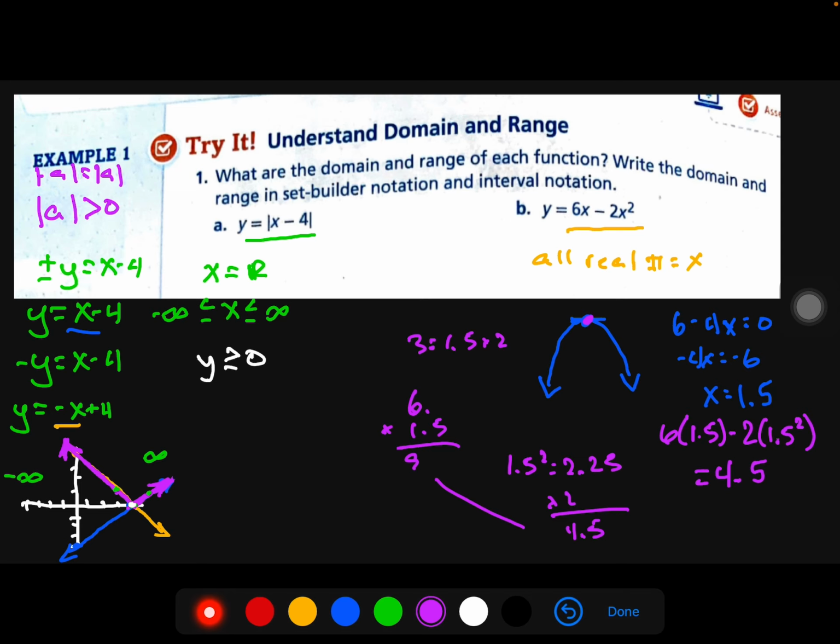1.5 on the x, 4.5 on the y. And so that looks like y is all the reals beneath and including 4.5. So y is less than or equal to 4.5. There's our range. There's nothing above that for y.